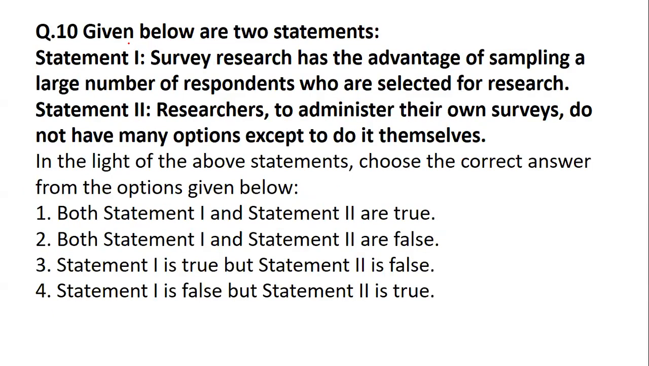Coming to the last question. Given below are two statements. Survey research has the advantage of sampling a large number of respondents who are selected for research, whereas statement 2: researchers who administer their own surveys do not have many options except to do it themselves. Which statement is right and which is wrong? Statement 1 is true: they have the advantage of large respondents. And statement 2, yes, if it is their own survey, they do not have options left with them, right?